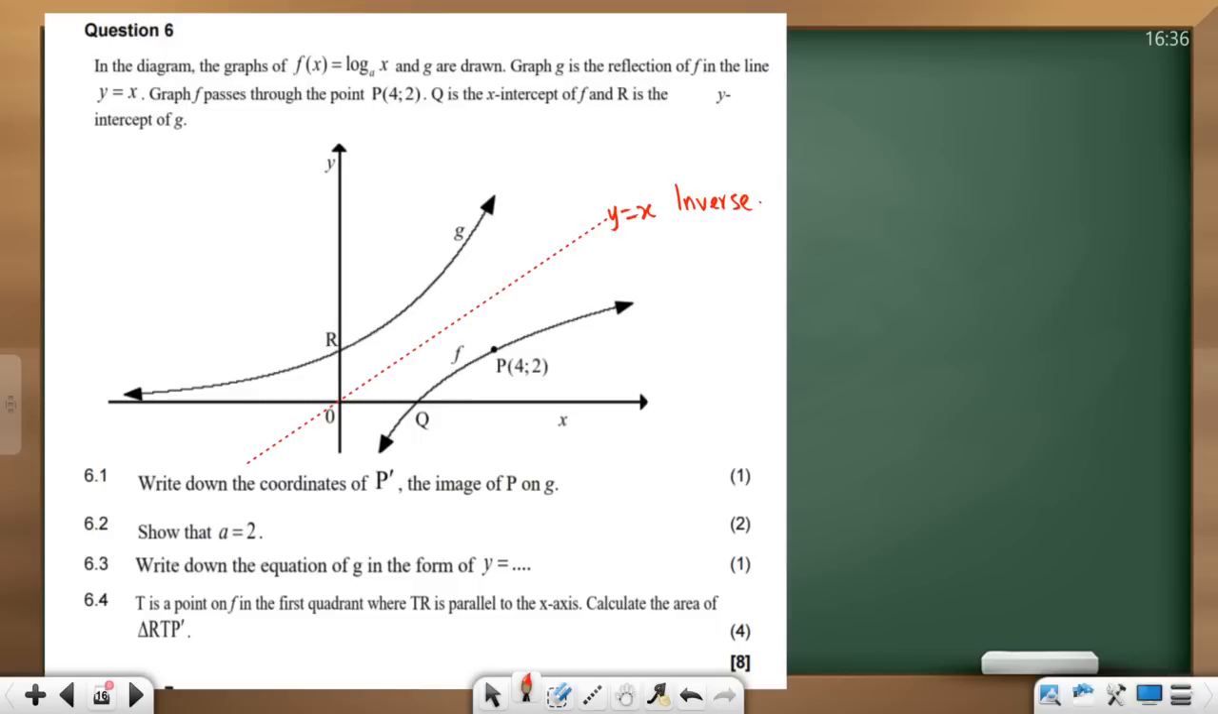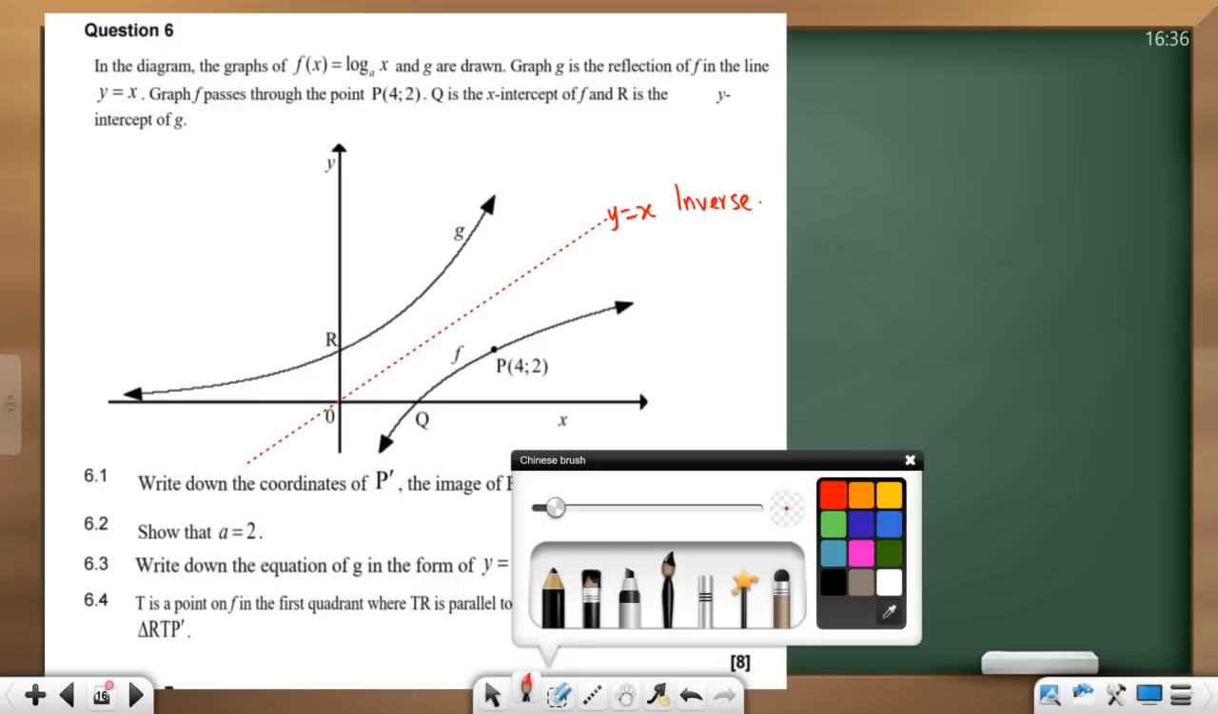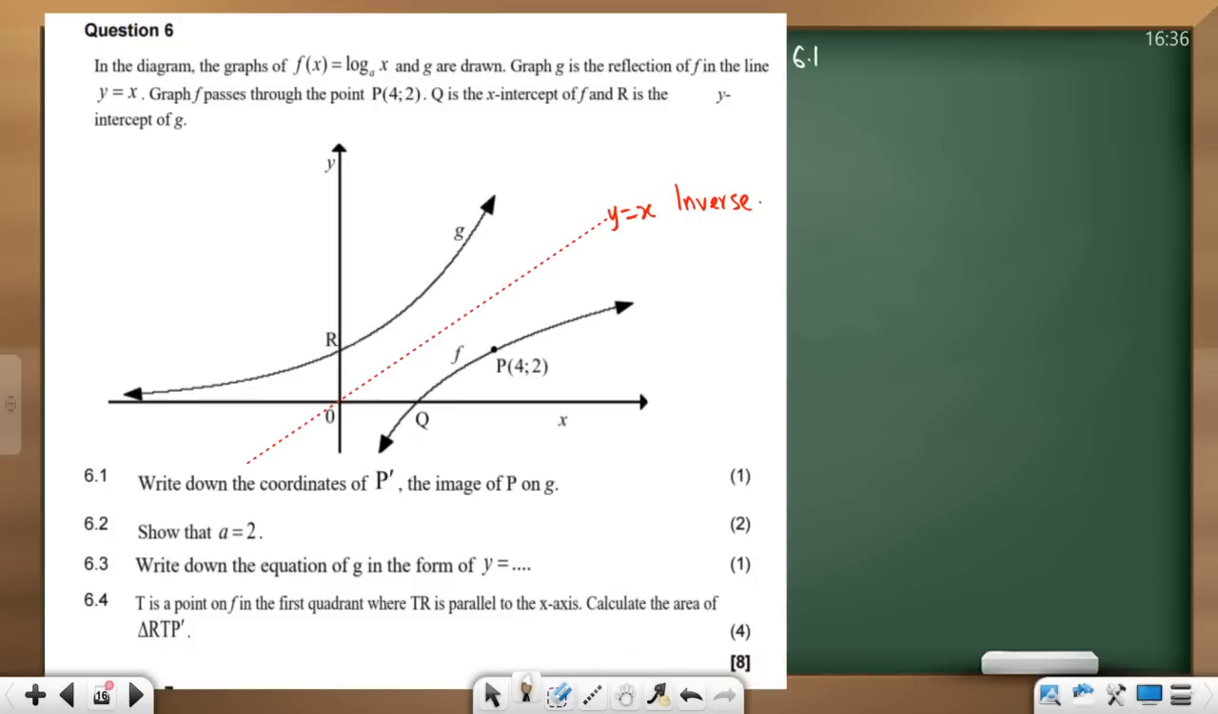Look, we are reflecting this graph along the line y equals x. It means anywhere we see x, we make it y. We are done already with 6.1. It's just a language. P, the image: x becomes y, and y becomes x. Inverse. 6.2. Show that a equals 2.